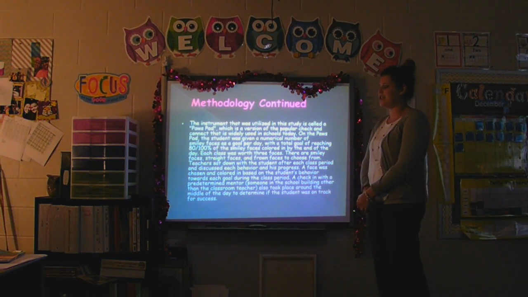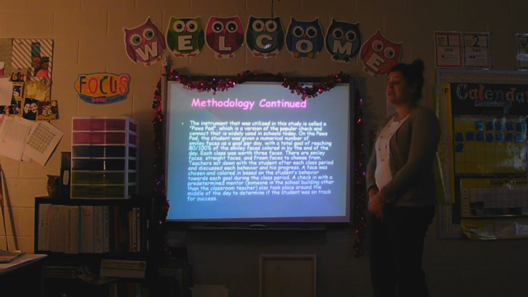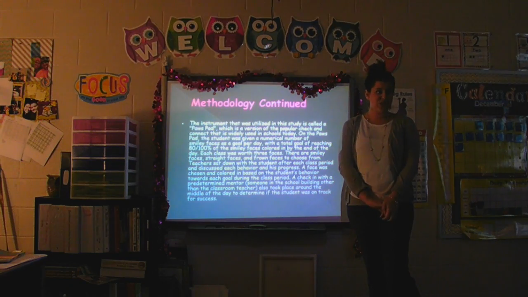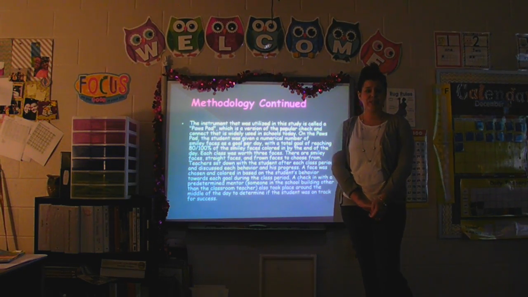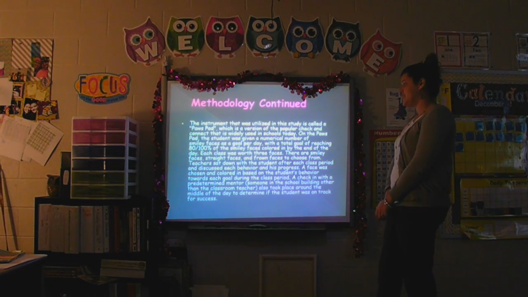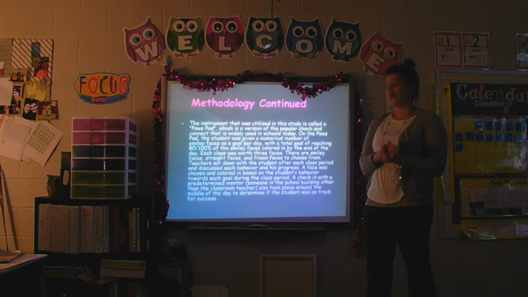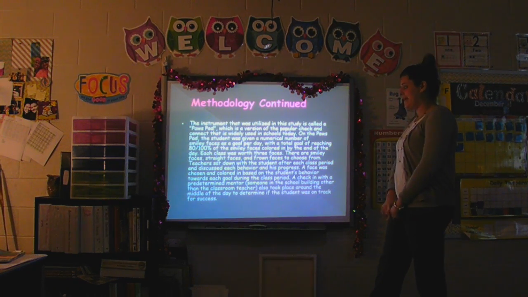On the pause pad, the student was given a numerical number of smiley faces as a goal per day. So the total goal that he wishes to reach by the end of the day is 80% out of 100, 80% of his smiley faces colored in by the end of each day. Each class was worth 3 faces. There are smiley faces, straight faces, and frowny faces to choose from.